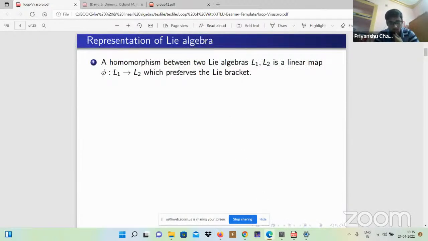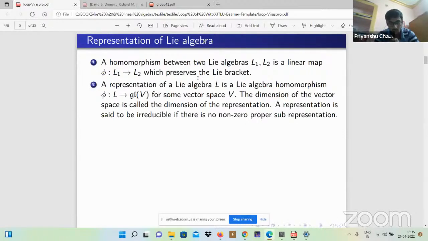Representation of Lie algebras. A homomorphism between two Lie algebras L1 and L2 is a linear map phi from L1 to L2 which preserves the Lie bracket. A representation of a Lie algebra L is a Lie algebra homomorphism phi from L to gl(V) for some vector space V. The dimension of the vector space is called the dimension of the representation. A representation is said to be irreducible if there is no non-zero proper sub-representation.